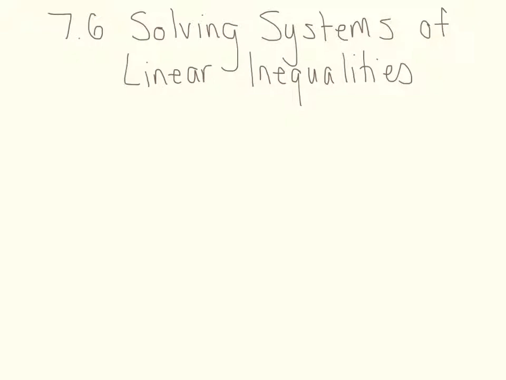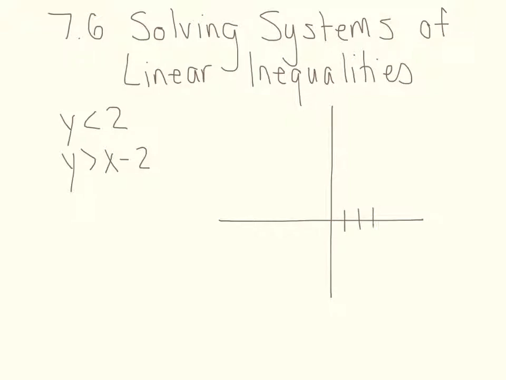Okay, so for example, if I'm going to graph something like, let's do y is less than 2, and let's do y is greater than x minus 2. We want to go ahead and put all of these on the same coordinate plane. So remember our rules. Let's make this one or equal to, actually. Okay, remember our rules when we're graphing.